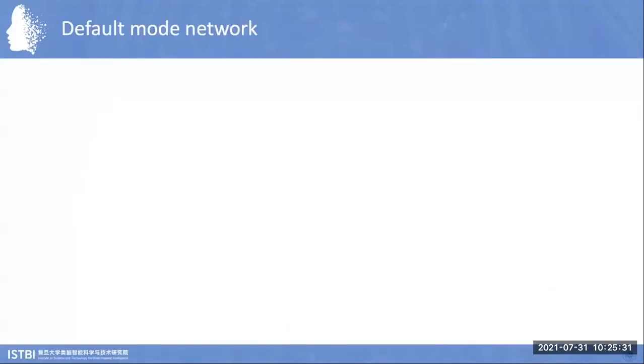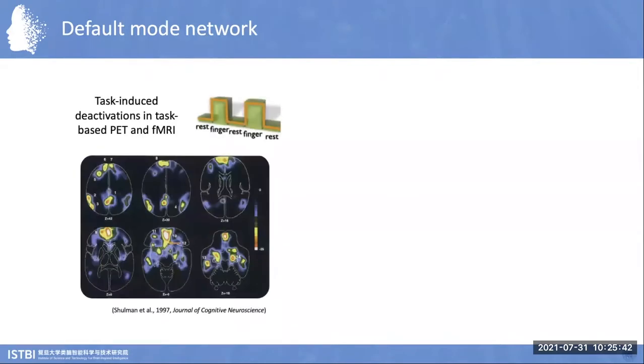So to begin with, I will give a historical background on the default mode network, because some of you might not be too familiar. The story of the default mode dates back to the early stages of PET and fMRI scanning as used for cognitive neuroscience research.